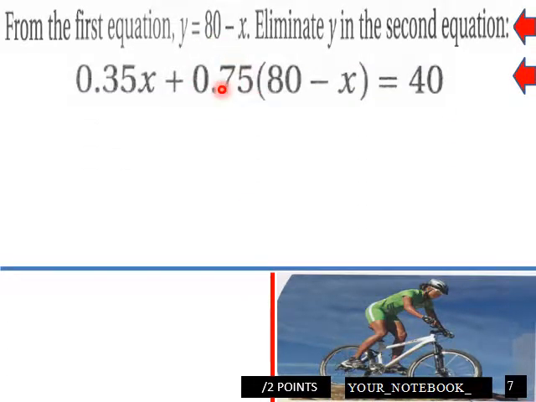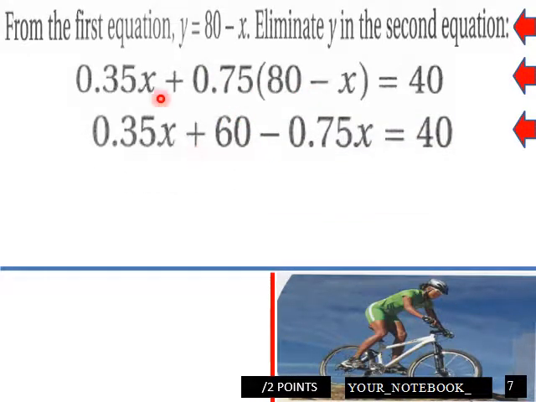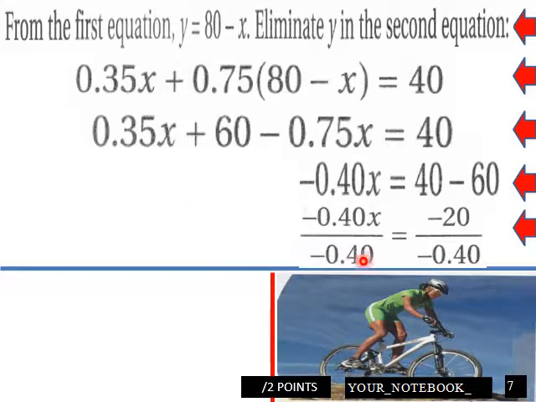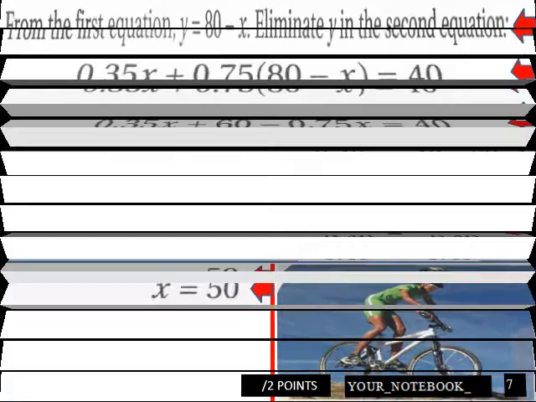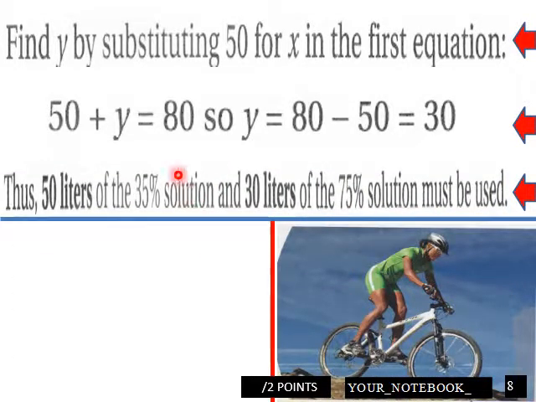From the first equation, y will equal 80 minus x. We plug that into the second one, and we get this statement here. Combine like terms, we get negative 40x equals that on the right side. We divide through by negative 40 and get x equals 50. So that would be our solution. We go back into the original by plugging in that number. Thus 50 liters of 35% solution and 30 liters of 75% solution must be used. So that is one way that you can solve a word problem by using a system of equations.